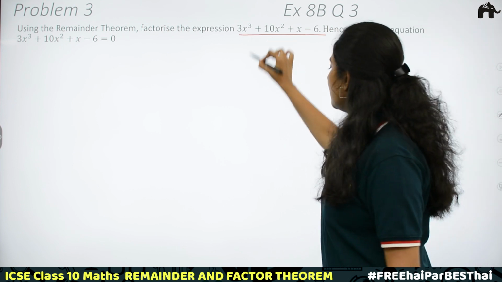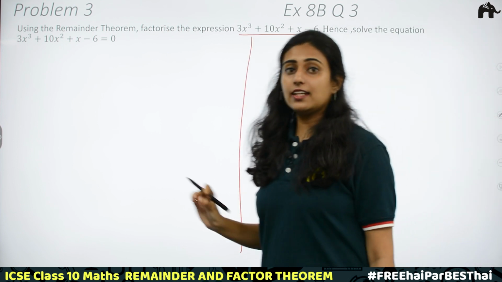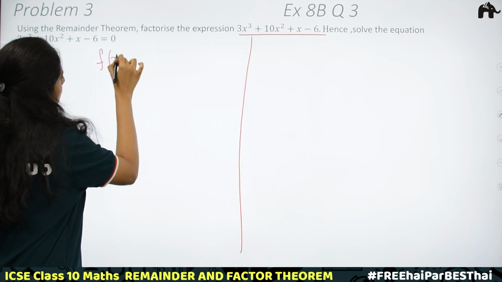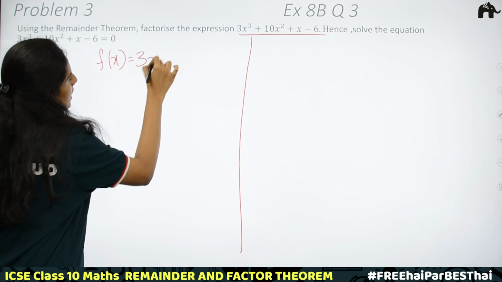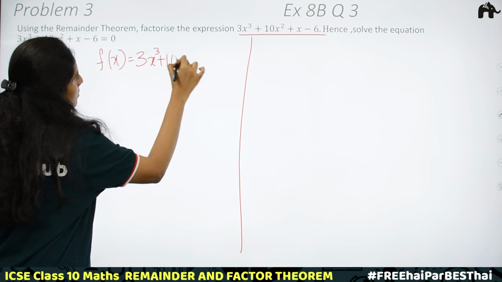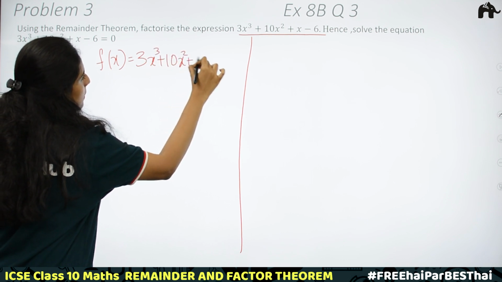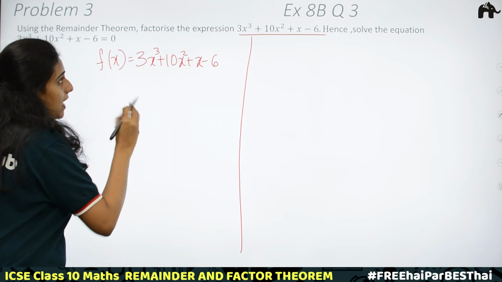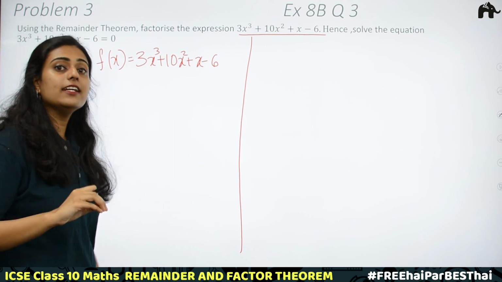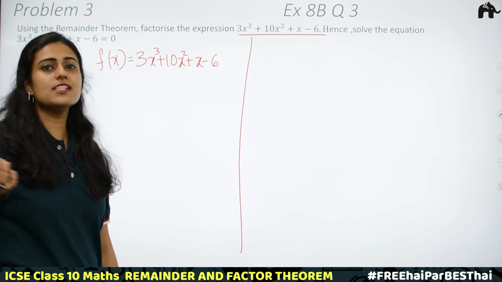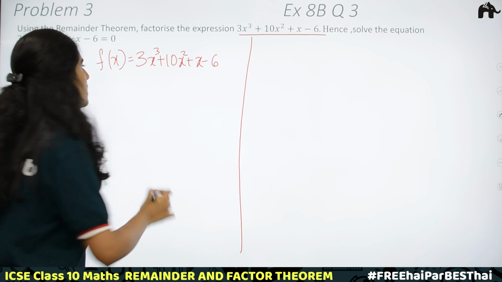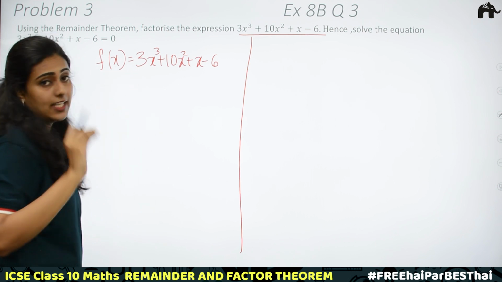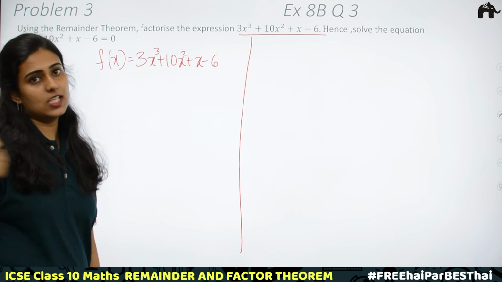Okay, to factorize this, at least we have to get the first factor. We have the expression f of x is equal to 3x cube plus 10x square plus x minus 6. X minus a is a factor only if f of a is equal to 0. This is what the factor theorem says. So, we have to put some values of a, for which we will be getting f of a is equal to 0.